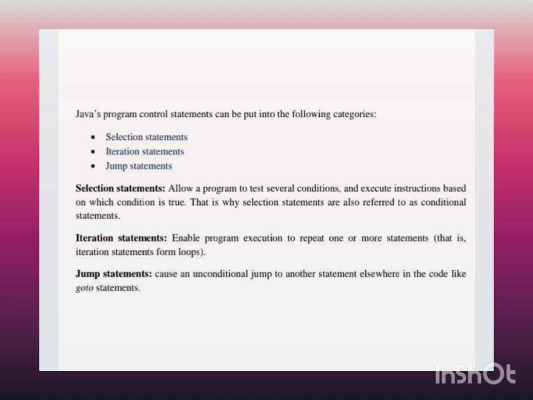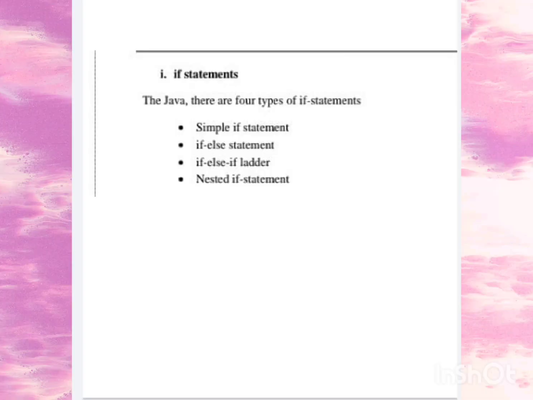First, selection statements. Selection statements allow the program to test several conditions and execute instructions based on which condition is true. This is why selection statements are also referred to as conditional statements. In selection statements, there are two types of statements, that is if statements and switch statements. In if statements, there are four types: simple if statement, if else statement, if else if ladder, and nested if statement.